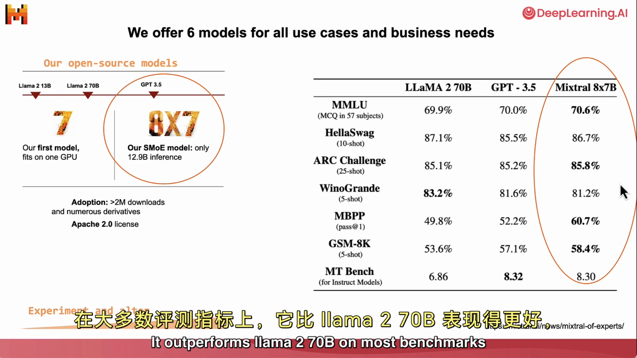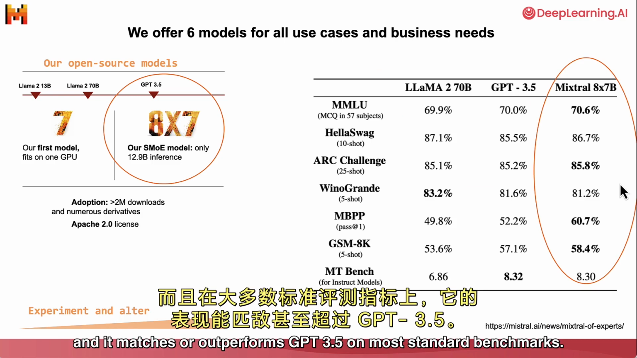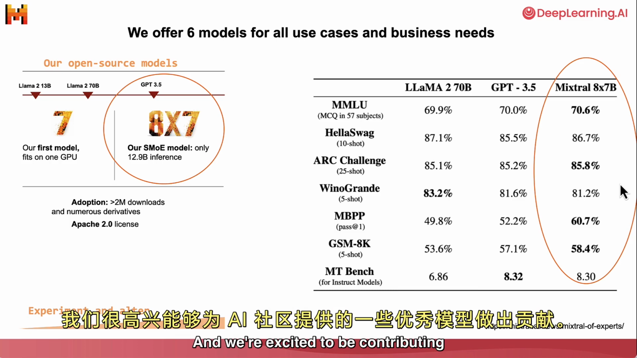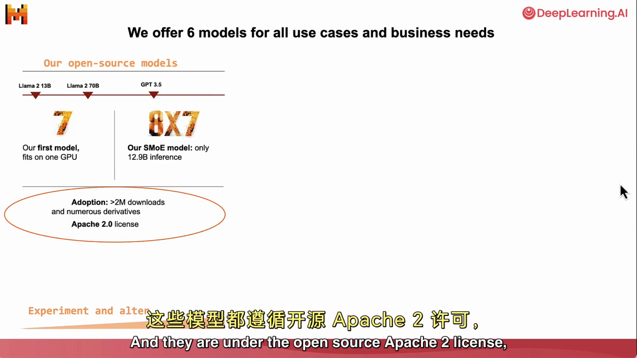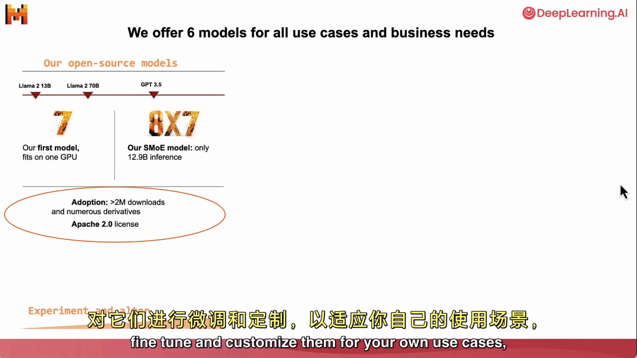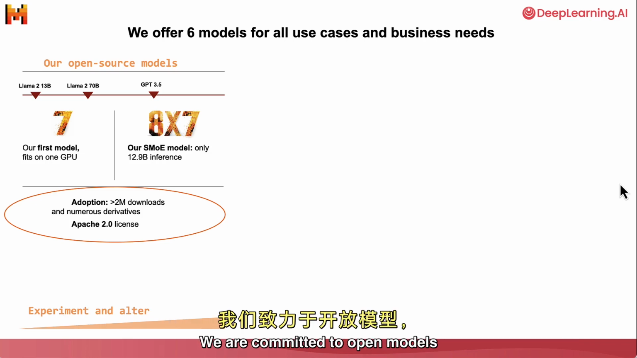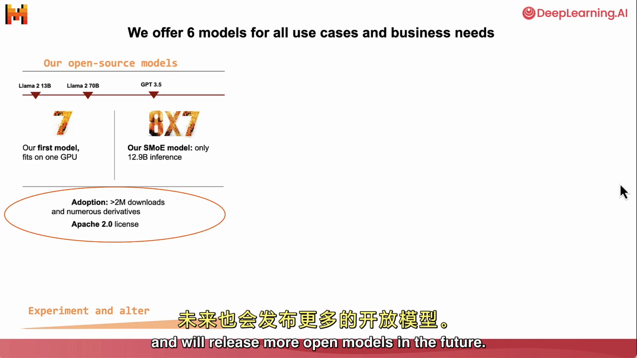It outperforms Llama 2 70B on most benchmarks with 8 times faster inference, and it matches or outperforms GPT 3.5 on most standard benchmarks. And we're excited to be contributing to some of the amazing models that are available to the AI community. And they are under the open source Apache 2 license, which means you can download the model weights of both models, fine-tune and customize them for your own use cases, and use them without any restrictions. For example, you can create your own AI applications for commercial use. We are committed to open models and will release more open models in the future.